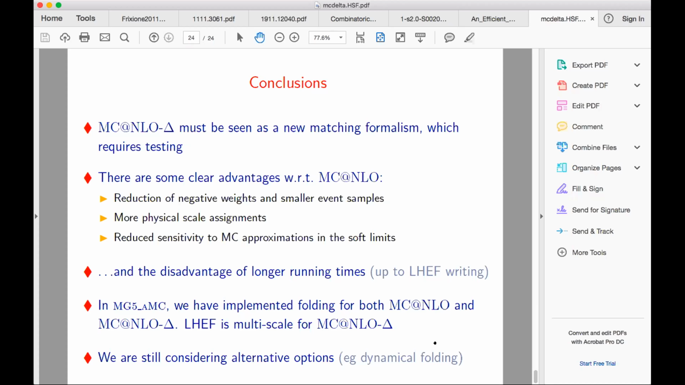That is, we believe there is a version of folding which is more complicated than the one implemented here, but could potentially be quite a game changer, because it has the potential to reduce strictly to zero the number of negative weights in the S events. But this is to be confirmed.